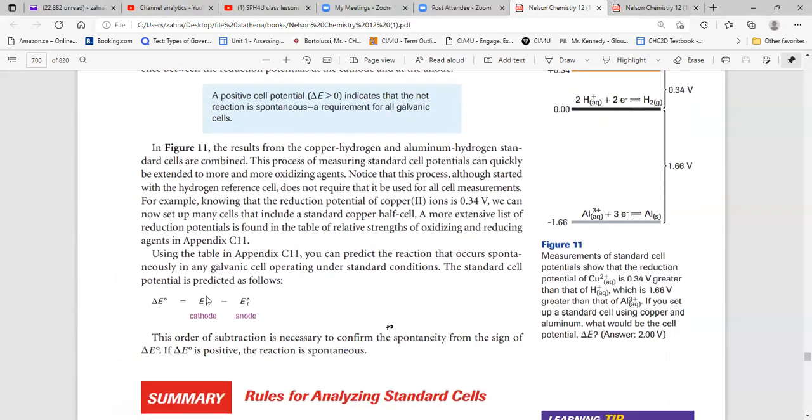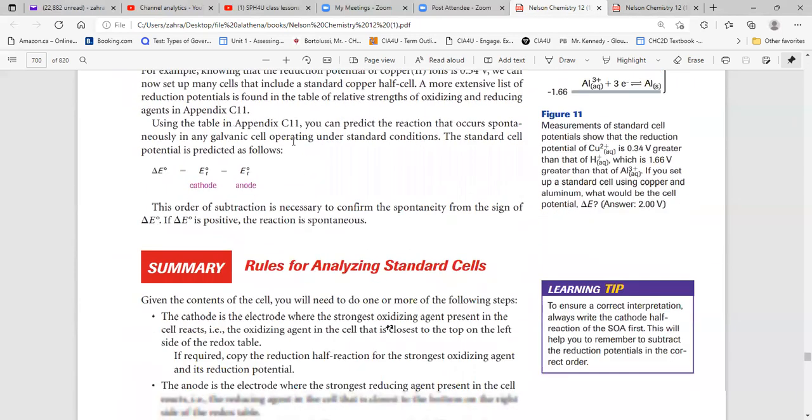If your delta E is positive when you find it, this indicates that the net reaction is spontaneous, a requirement for all galvanic cells.